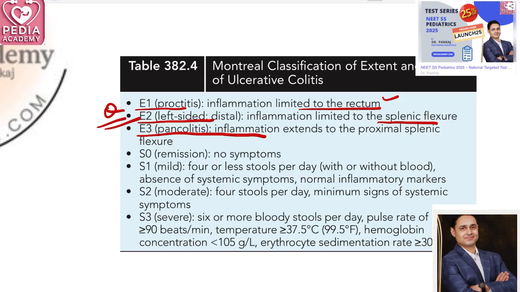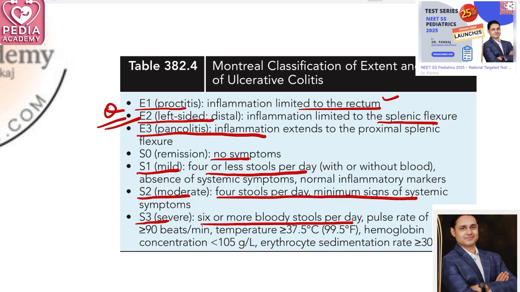S0 is remission, no symptoms. S1 is mild, 4 or fewer stools per day. Just remember this. S2 is moderate, more than 4 stools per day, with minimal signs of systemic symptoms. And S3 is severe, that is 6 or more bloody stools per day, pulse rate of more than 90 beats per minute, temperature more than 99.5, and hemoglobin concentration less than 105 gram per liter.